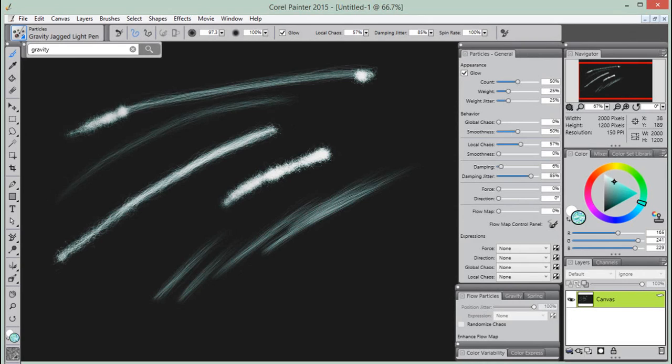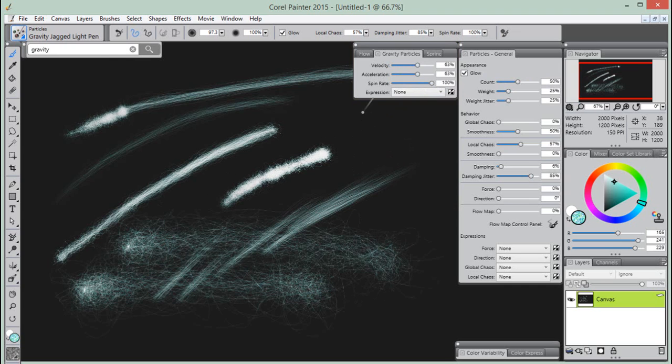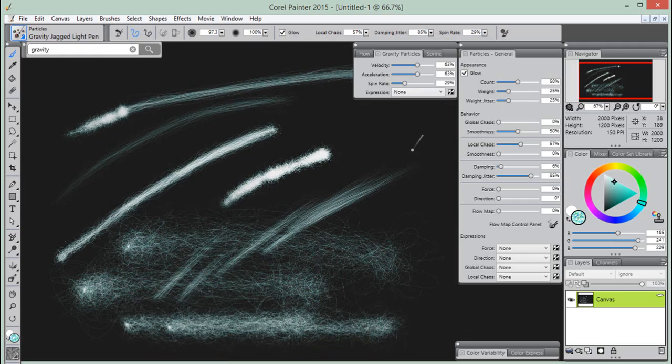How do we use the controls to affect the particles? You can customize gravity particle brushes by using the Gravity Particles control panel, which includes the velocity, acceleration, and spin rate controls. The velocity slider sets the base speed of all particles. Use it together with the acceleration slider to control the forward movement of the particles. The acceleration slider sets the distance between particle paths. Finally, the spin rate sets the speed at which the particles spin around the cursor.